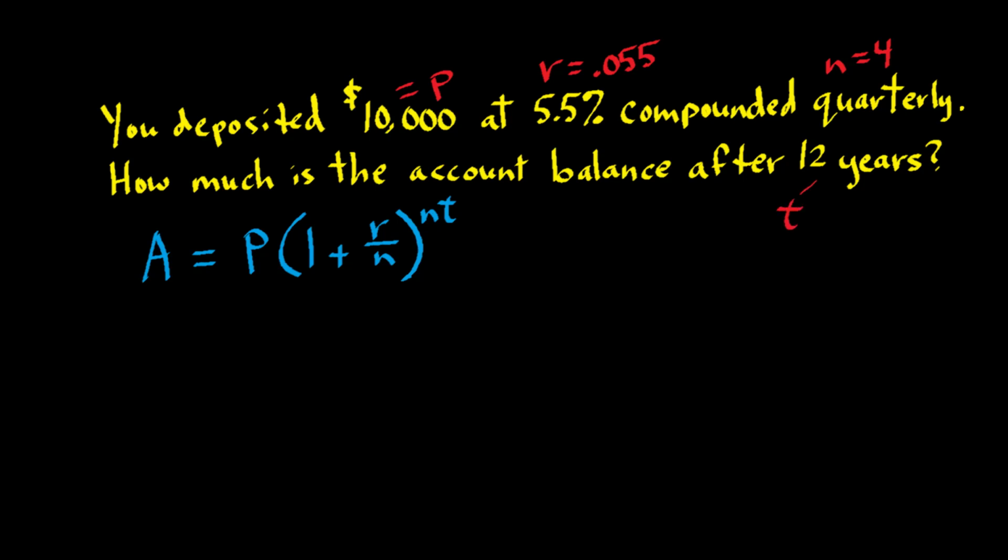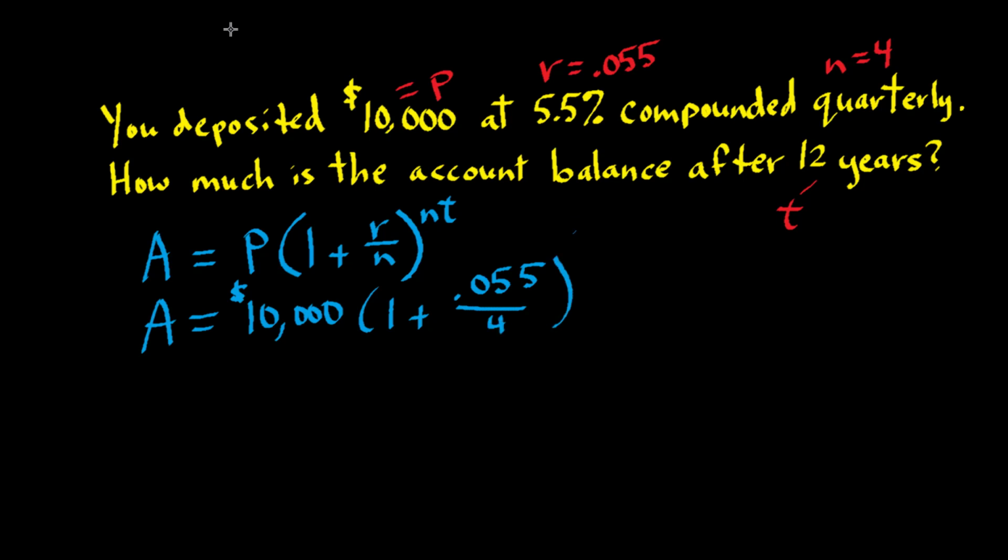Next, I'll plug these values into the equation. A equals $10,000 times 1 plus 0.055 divided by 4, all to the power 4 times 12. Put this in your calculator and see what you come up with. So the final answer should be 19,261.12.